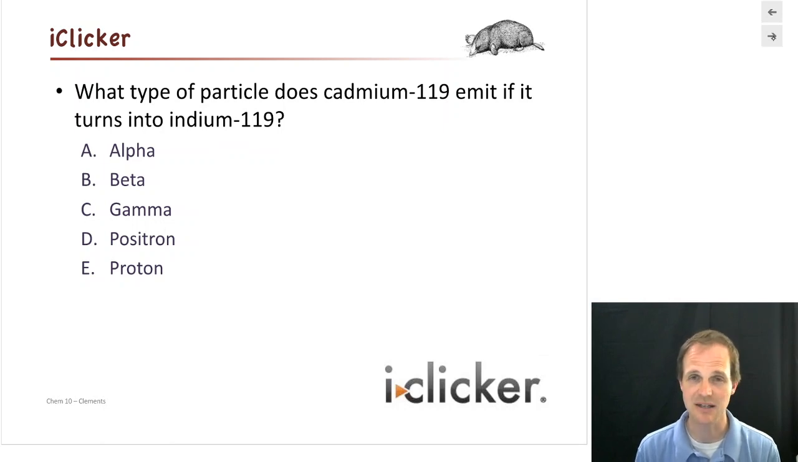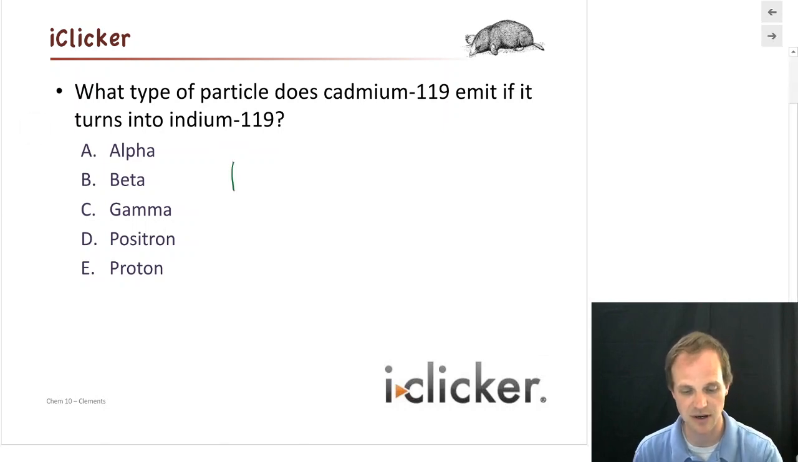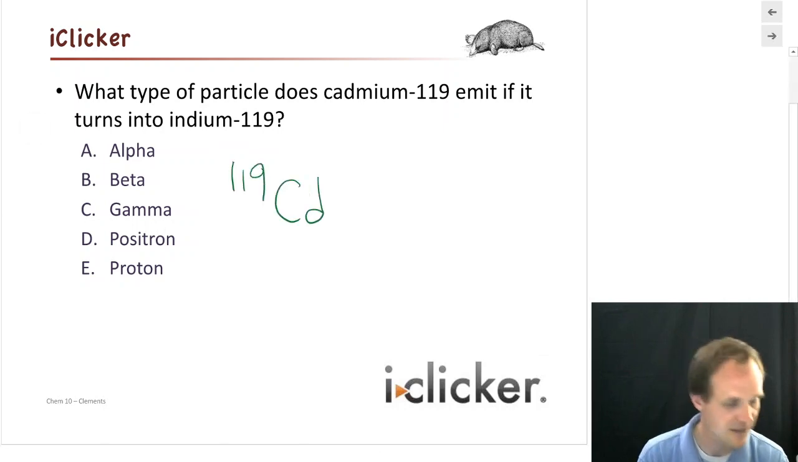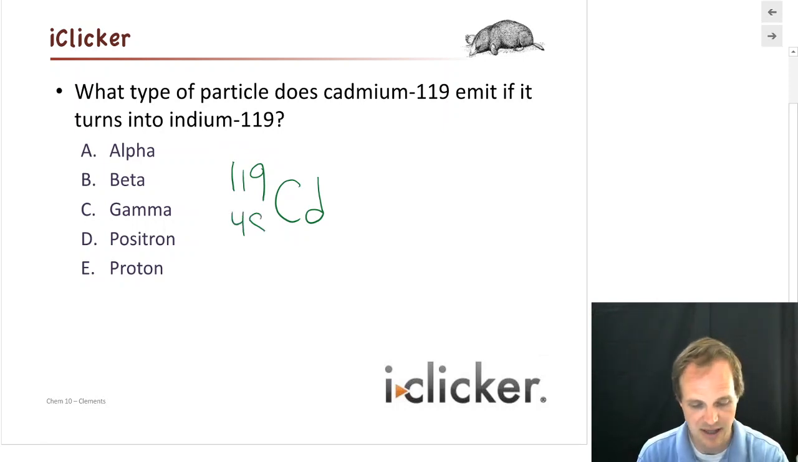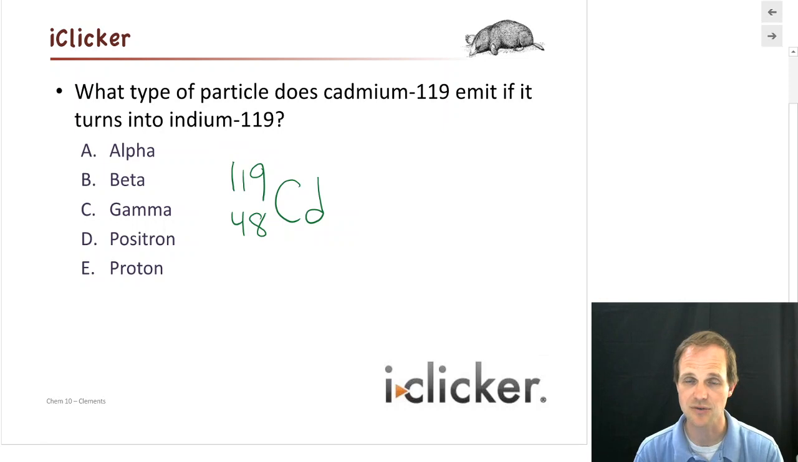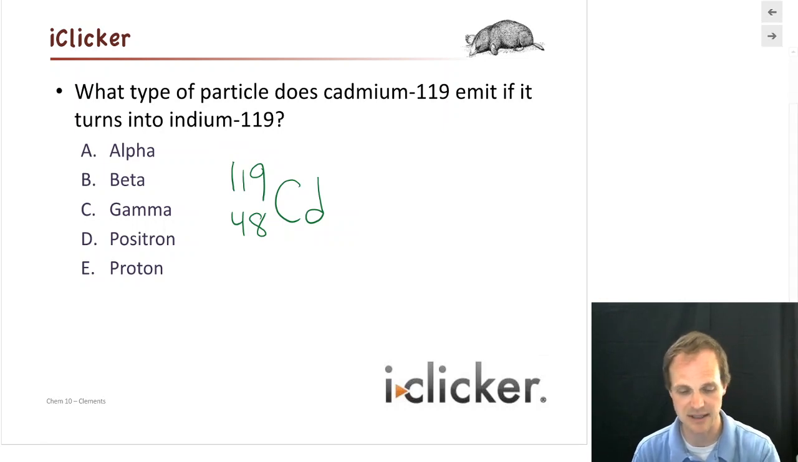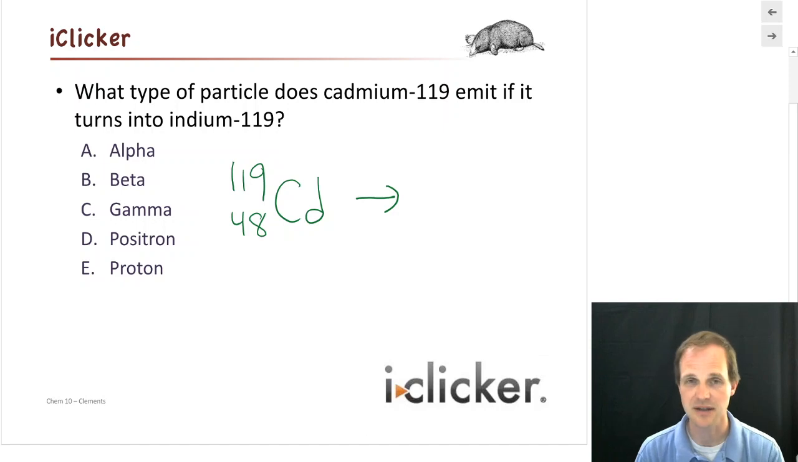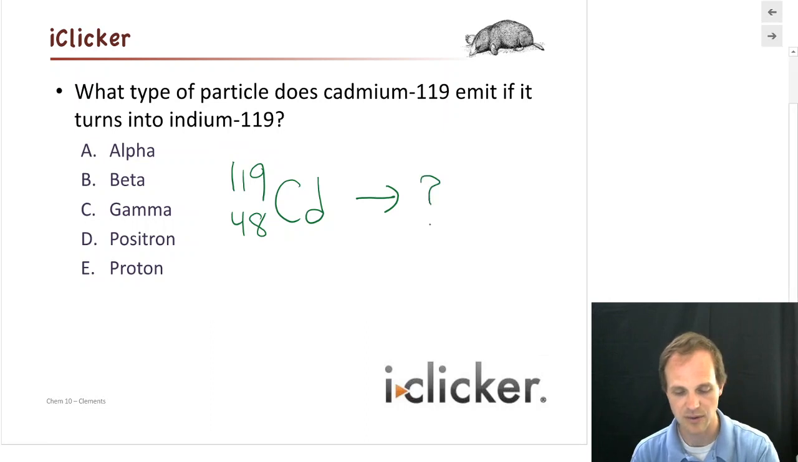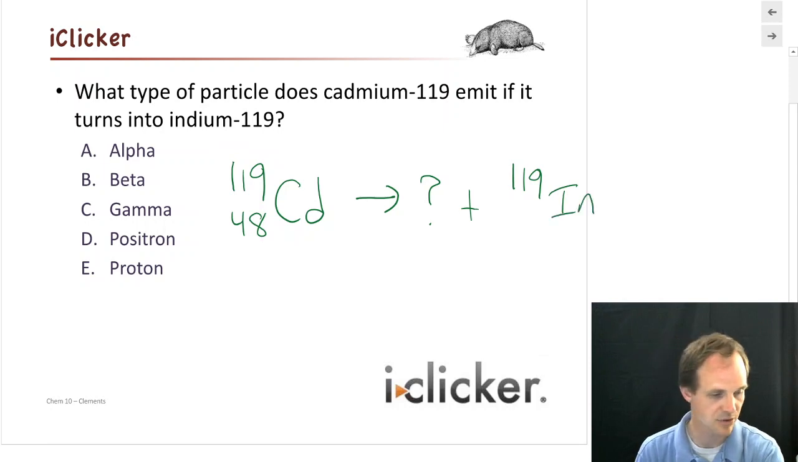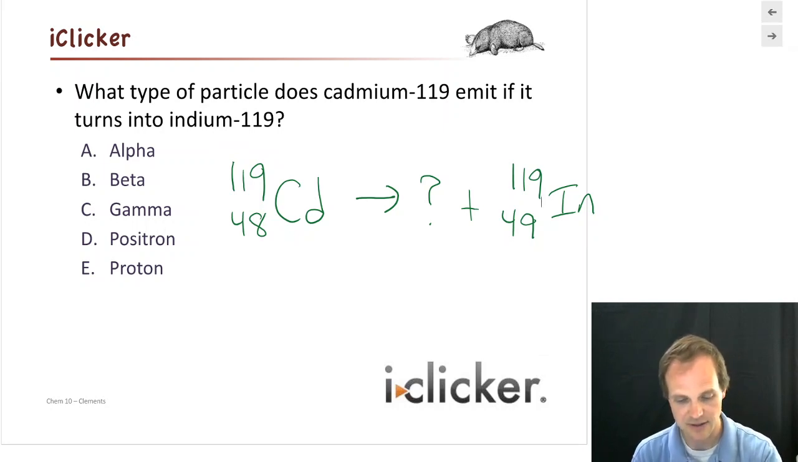So cadmium-119, is that going to be a reactant or a product? Well, it's emitting. It's sitting there doing something, so that's going to be one of our reactants. And we find cadmium on the periodic table. It is element number 48. It's always good to write that atomic number down because we're going to need it for balancing later. We're emitting something, so nothing else goes on the left-hand side of the arrow, goes on the right-hand side of the arrow. We don't know what we're making, but we know we're also making indium-119. And so indium looks like that. It is element 49. And then we just have to do our mass number and atomic number balancing in order to figure out the answer to this one.